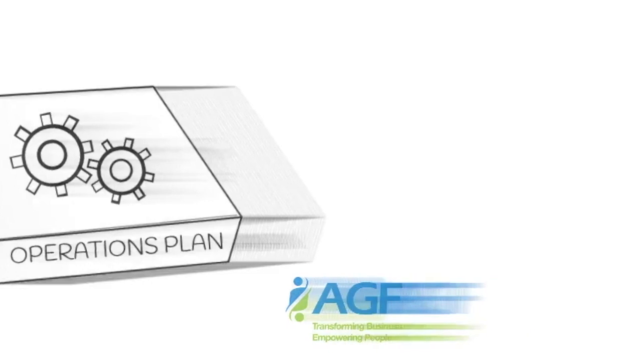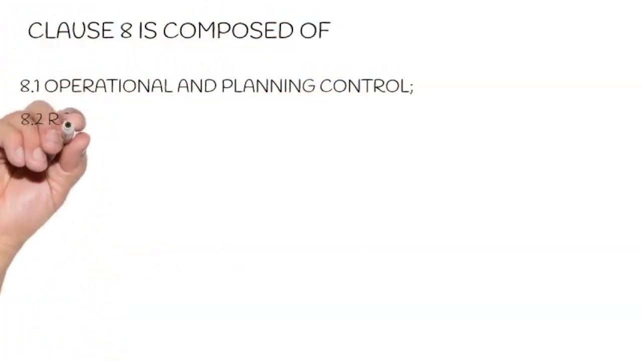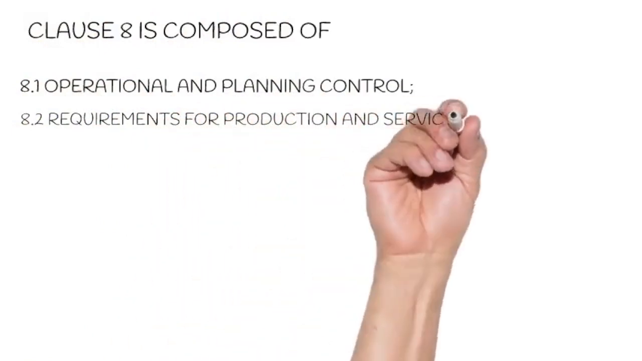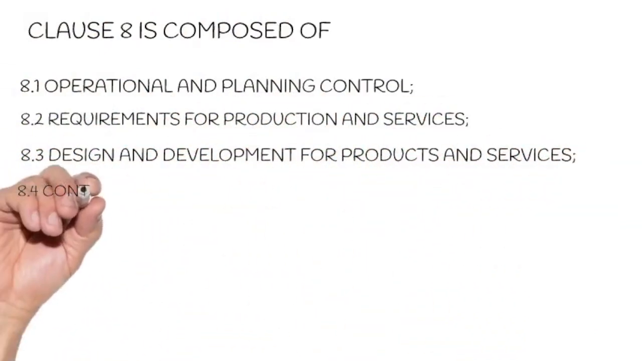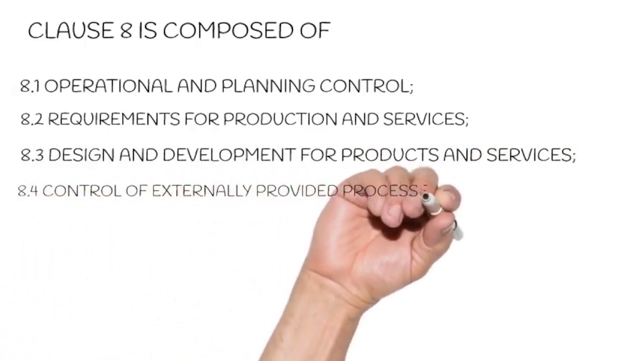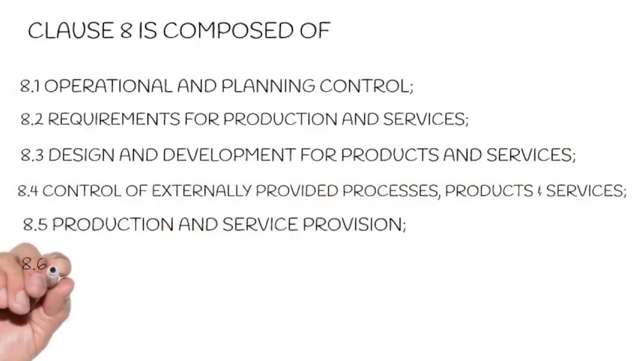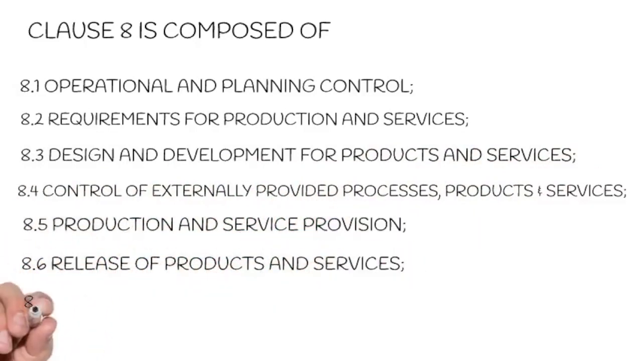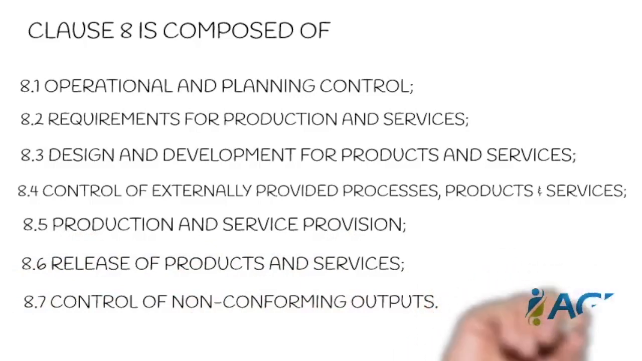operating procedures. Clause 8 is composed of operational and planning control, requirements for production and services, design and development for products and services, control of externally provided processes, products and services, production and service provision, release of products and services, and control of non-conforming outputs. Let's get to know each clause one by one.